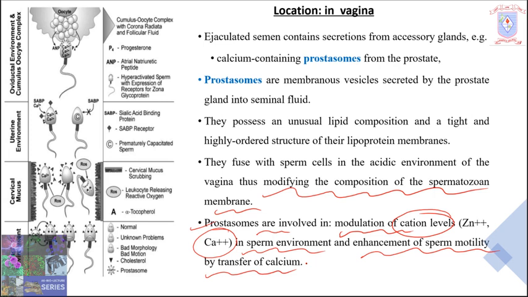So once the sperm or semen enters the vaginal environment of the female reproductive system, the prostasomes get activated and modify the spermatozoan membrane in such a way that it can accept the influx of calcium ions into the sperm cell. So it changes the calcium permeability of the sperm plasma membrane.